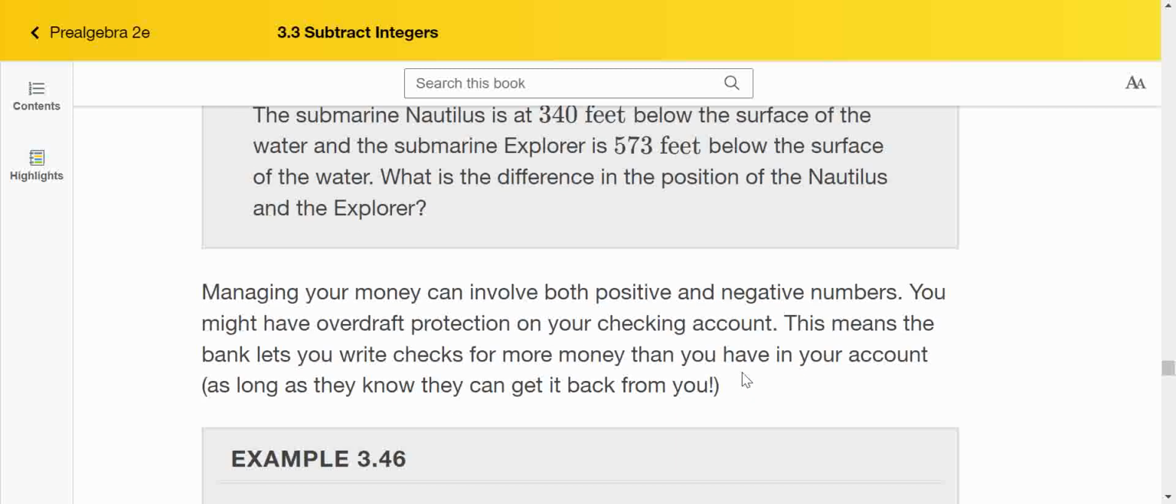Now, managing your money can involve both positive and negative numbers. You might have overdraft protection on your checking account. This means the bank lets you write checks for more money than you have in your account as long as they know they can get it back from you.